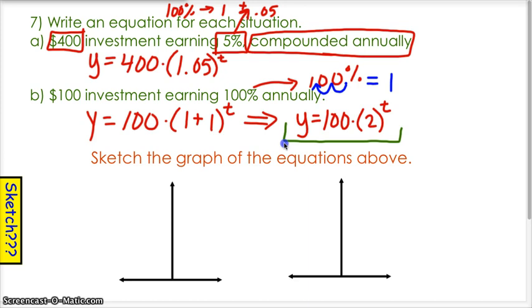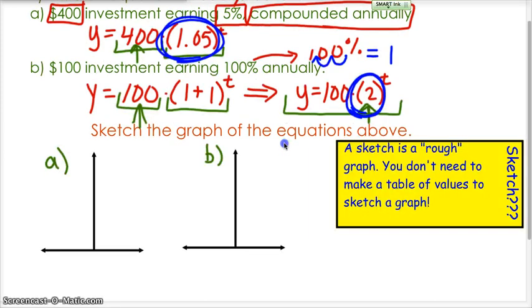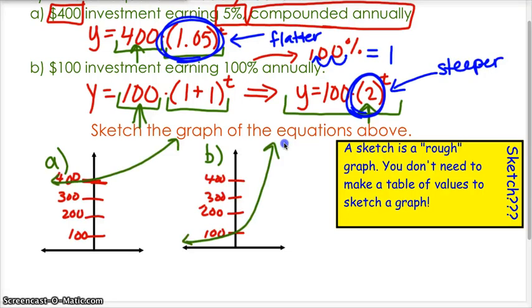Now we're going to sketch the graph of each equation. Use the A values as your y-intercept and the growth factors circled in blue to help you to sketch a rough graph of each equation. Pause the video and do that now. I know A will cross at 400 and be flatter, B will cross at 100 and will be steeper because it's doubling every year.